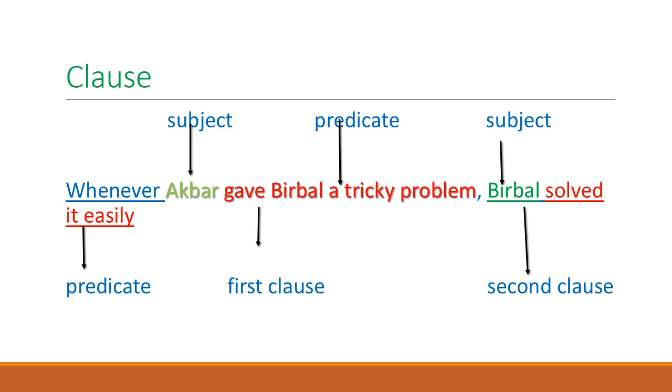So whenever Akbar gave Birbal a tricky problem, Akbar is the subject and gave Birbal a tricky problem is the predicate. Akbar gave Birbal a tricky problem is the first clause in this sentence. Birbal solved it easily. Birbal is the subject. Solved it easily is the predicate. Here the second clause is Birbal solved it easily.